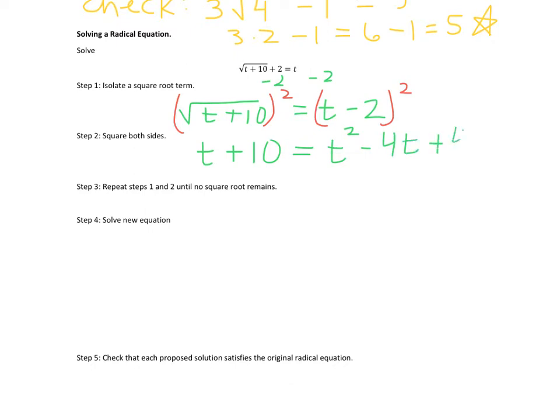And we get something like this after we FOIL. Okay, at this point, if there's another square root term, we would repeat. We would isolate the square root term and then square both sides again. But we're all done. There's no more radical terms. So now we're going to go on to step 4. We're going to solve the new equation.